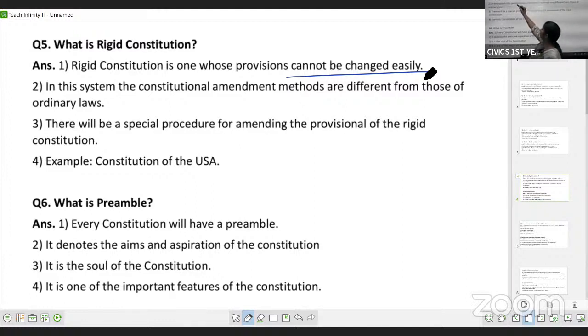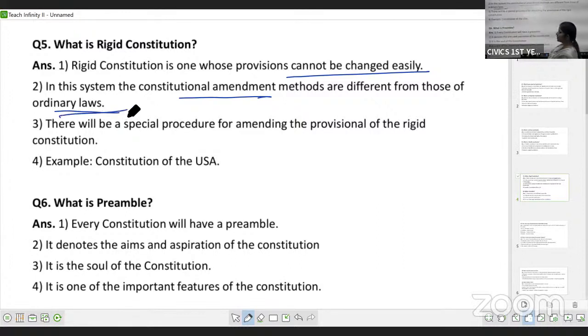We have to follow a procedure to amend the constitution, and there are different procedures for ordinary laws and for the constitutional laws. For changing the constitution, you have to follow some method. For changing the ordinary laws, you have to follow some other method. So, constitutional amendment methods are different from those of ordinary laws.